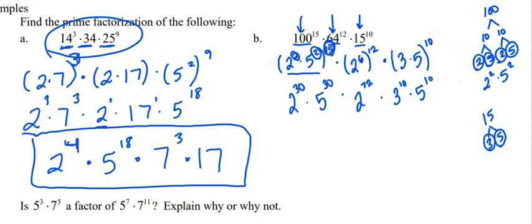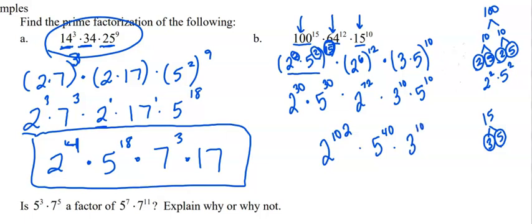Now you're going to combine like bases. When we do this operation of multiplication, we add our exponents. So this is 2 to the 102nd power. When you add 30 and 72, you get 102. On the 5, 30 and 10 is 5 to the 40th power, and then times that 3 to the 10th.